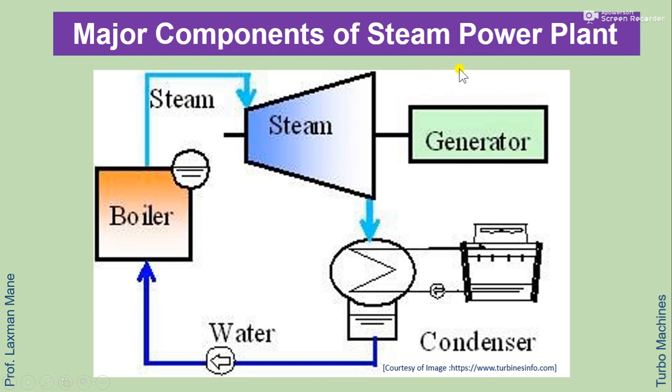So major components of steam power plant are boiler, steam turbine, condenser, feed water pump and generator.